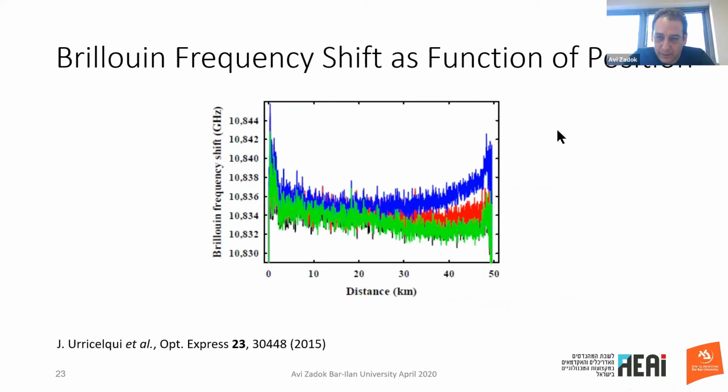Now, I showed you the spectrum in one position, and when all said and done, we can draw the frequency of maximum gain, the Brillouin shift, as a function of position. In this example, it is drawn over 50 kilometers, and this gives us a map of Brillouin shift in gigahertz as a function of position.